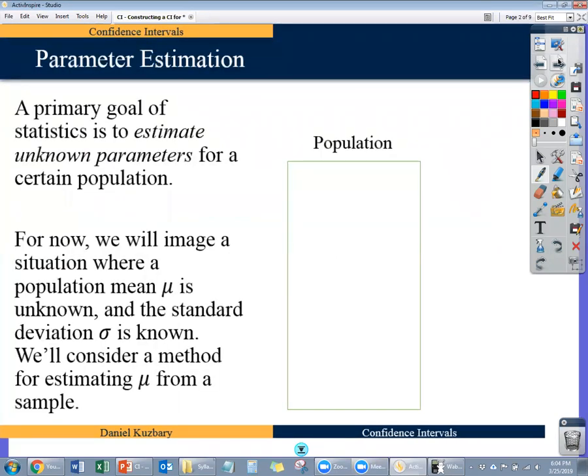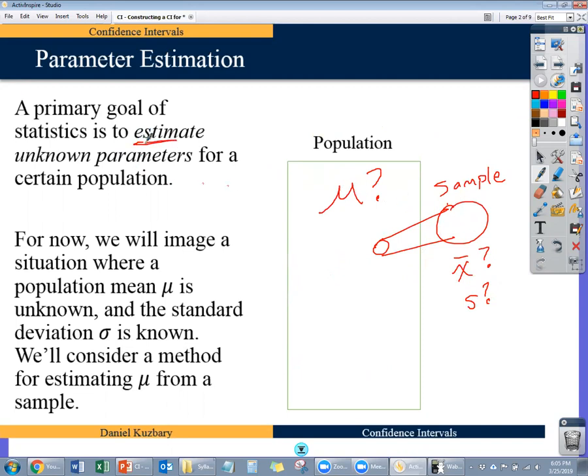A primary goal of statistics is to estimate unknown parameters from a population. So here's my little box that represents a population, and imagine a situation where we want to know the mean of something, but we don't actually have all the information from the population. So what we're going to do is take a nice random sample from that population, and from that sample I can learn things like the sample mean, the sample standard deviation, and things like that. Now we're at a point where we can use this information to estimate what the population mean is.